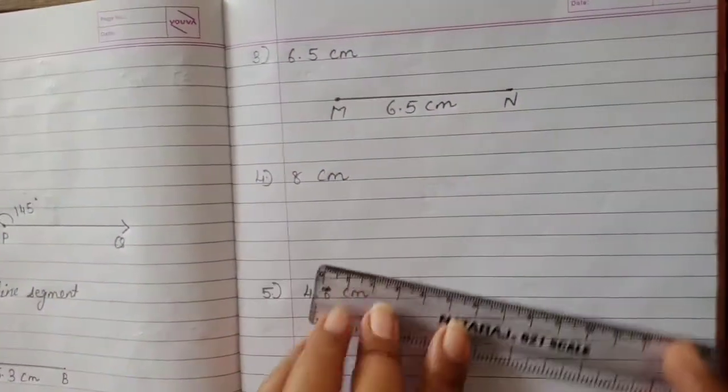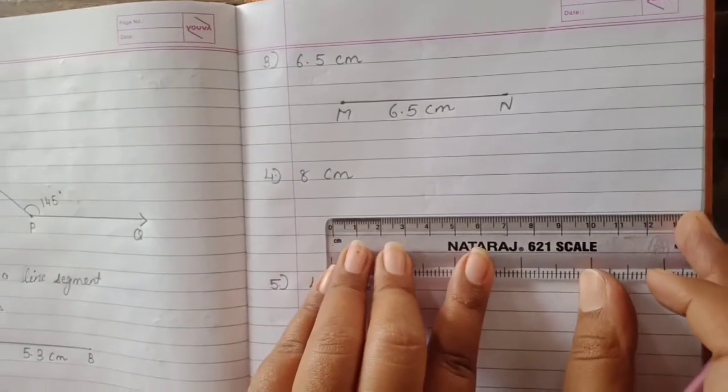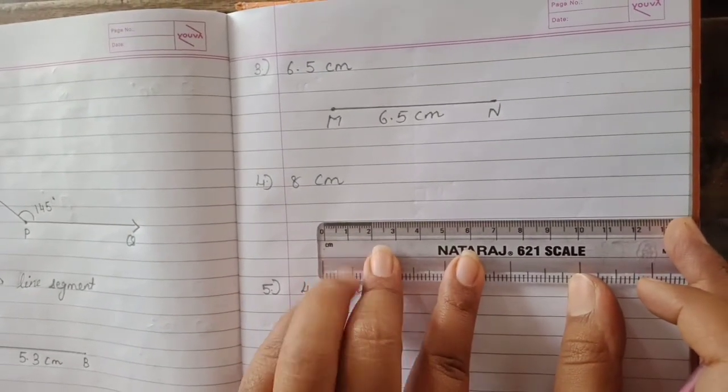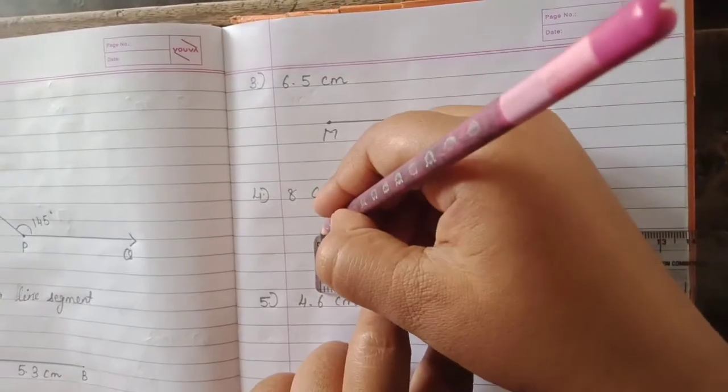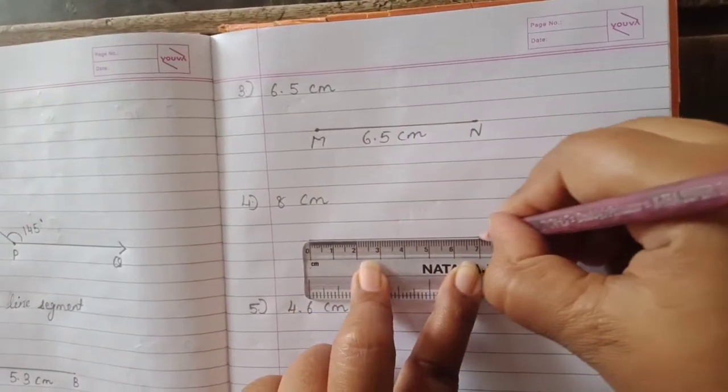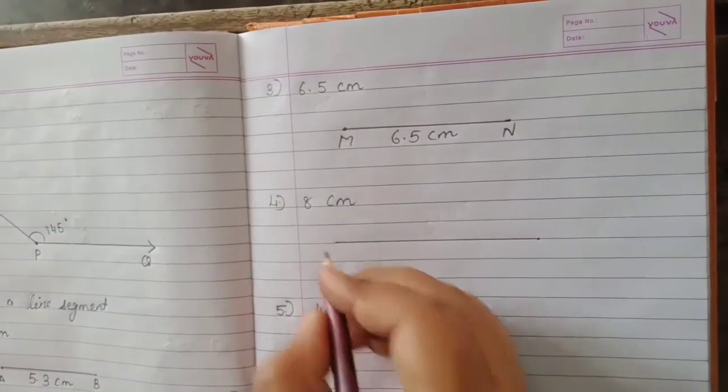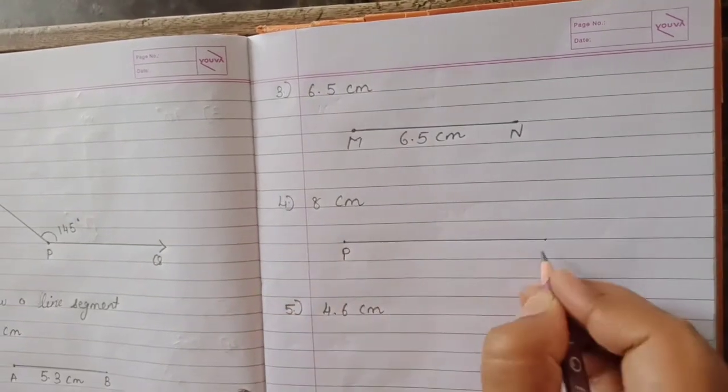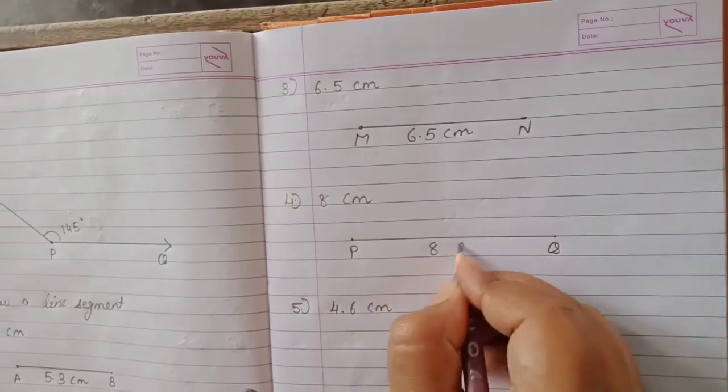Now number 4, 8 centimeter. 8 centimeter is easy. Directly we can take the measure from 0 to 8. Give the name PQ, 8 centimeter.